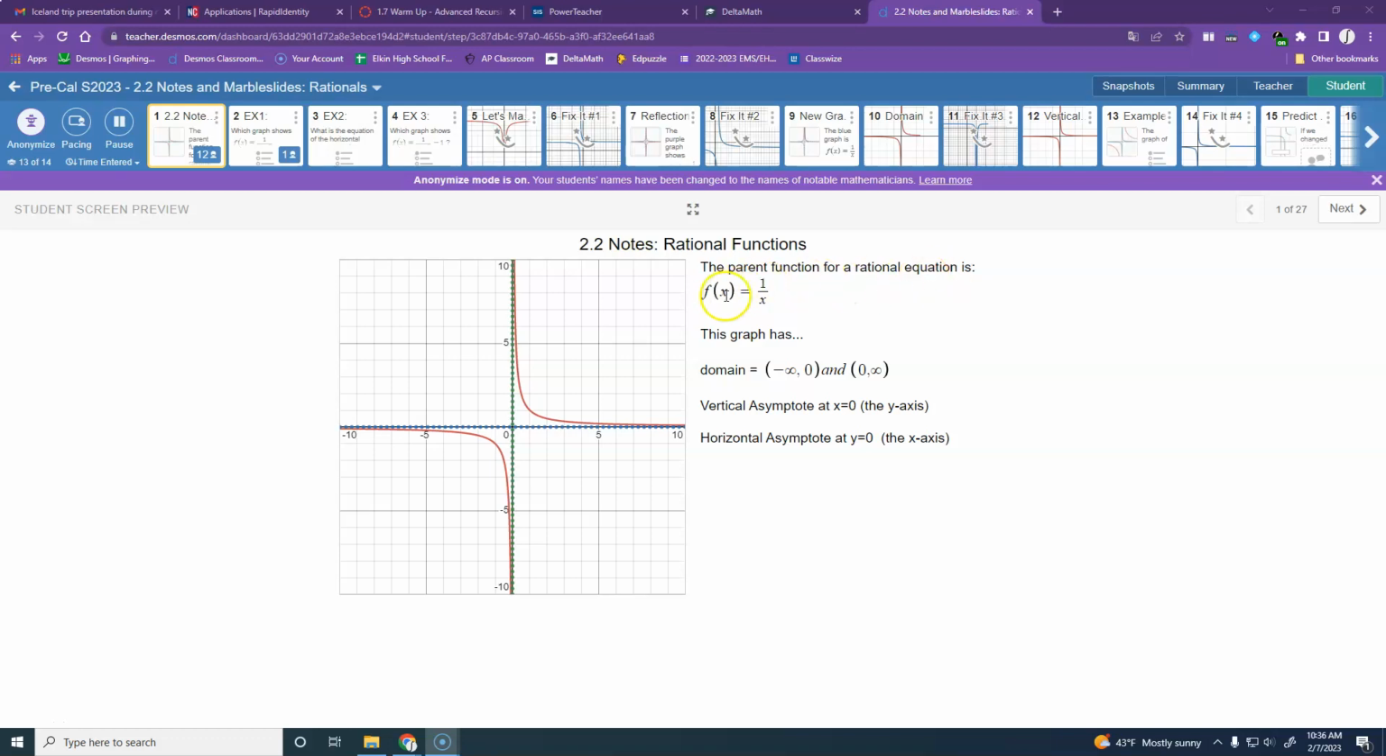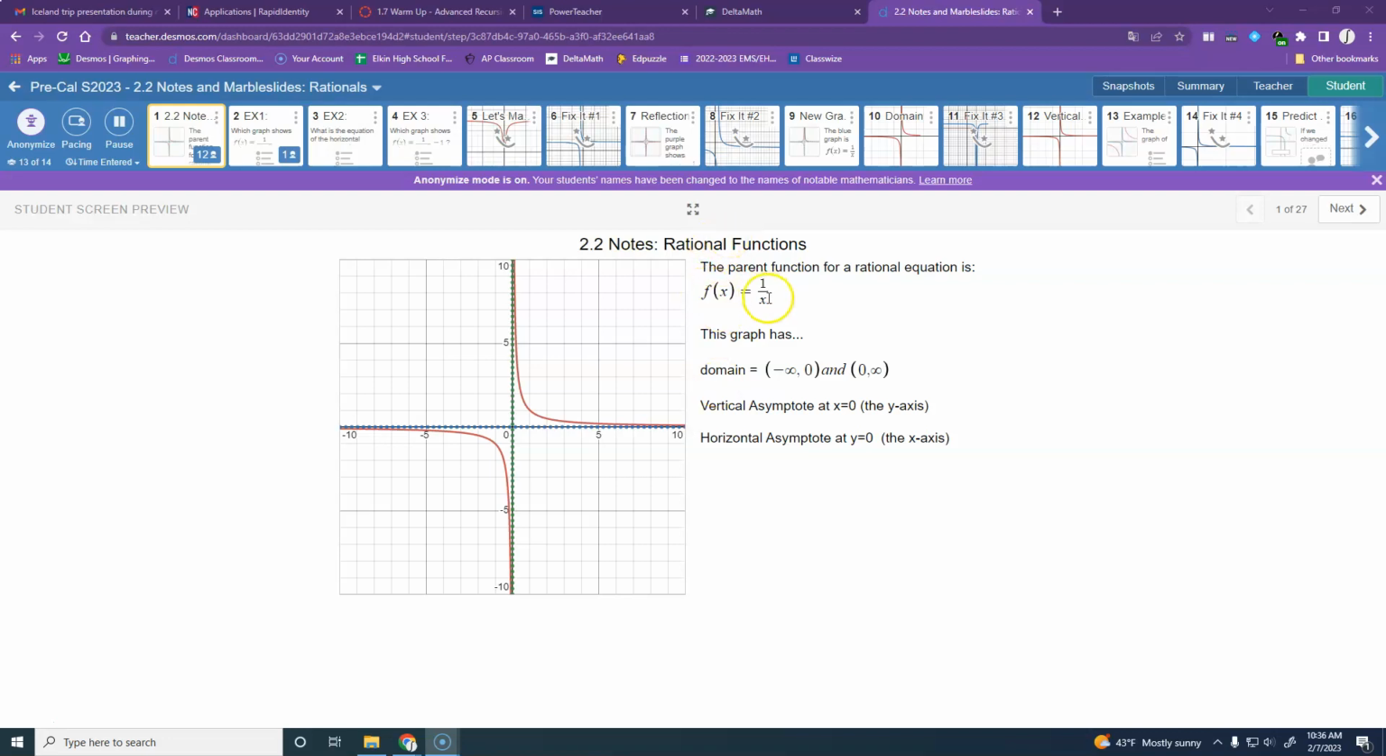A rational equation is f of x equals 1 over x. You have to have a variable in the denominator for these. So this graph is going to have a domain of negative infinity to 0 and 0 to infinity. Basically, that's all numbers except what? 0. It does not include 0.